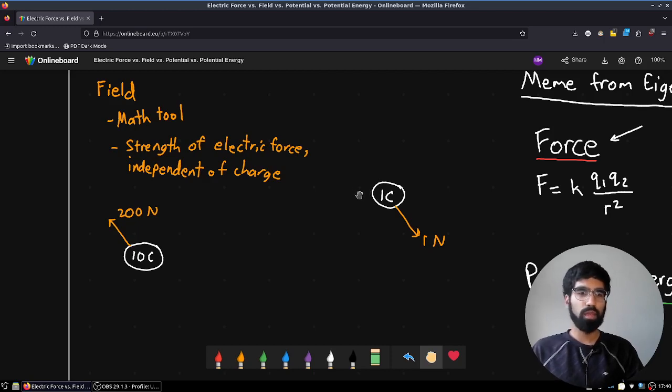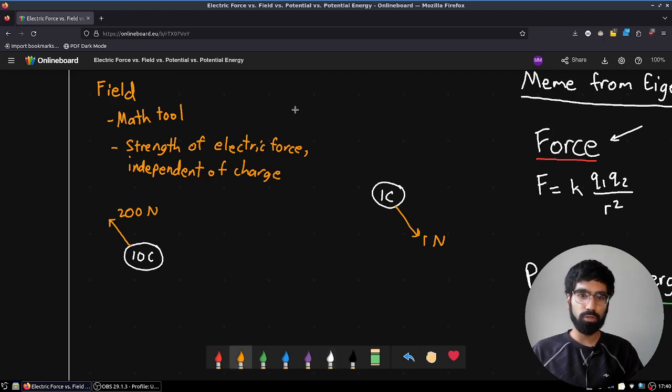Now, one thing that you might already be thinking is, just look at the ratio. This is like 200 newtons for 10 coulombs. That's like 200 divided by 10, that's like 20 newtons per coulomb. And over here you just have 1 newton for 1 coulomb. This seems to be smaller intuitively. And that's exactly what physicists think too. They're also thinking in terms of ratio, in terms of division. That's how electric field is defined.